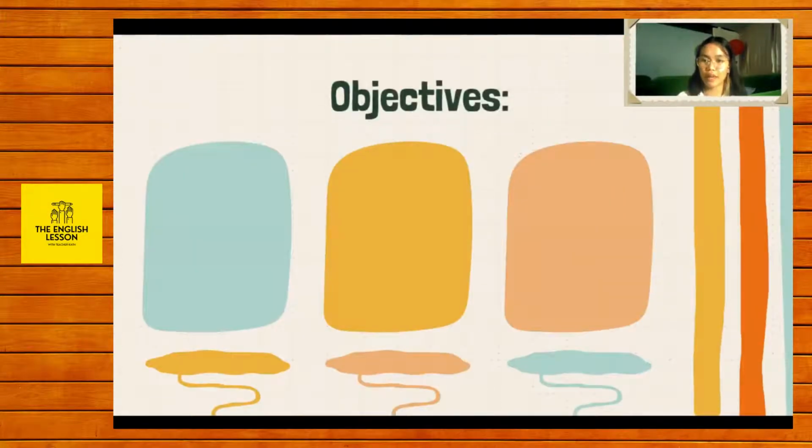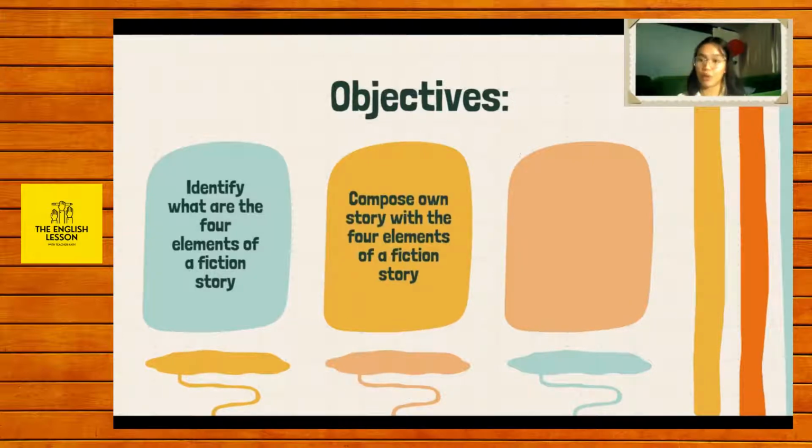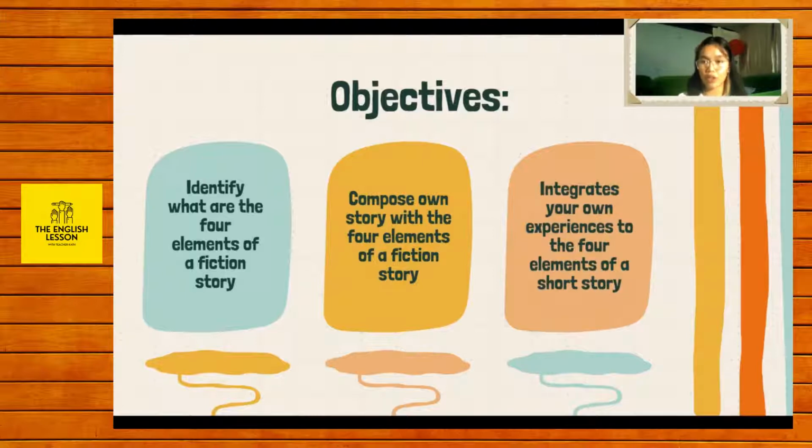So for today, our objectives are for you guys to be able to first identify the 4 elements of a fiction story. Next is for you guys to compose your own story with the 4 elements of a fiction story. And the third objective is for you guys to be able to integrate your own experiences into the 4 elements of a short story.